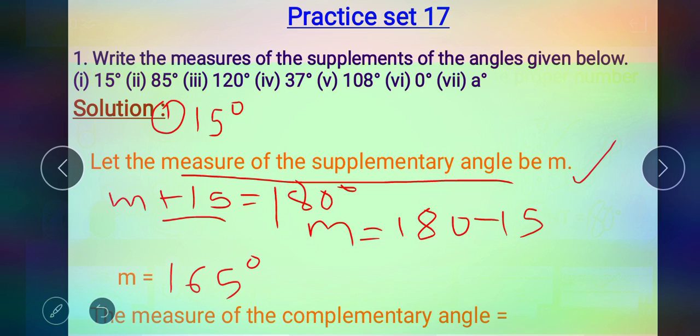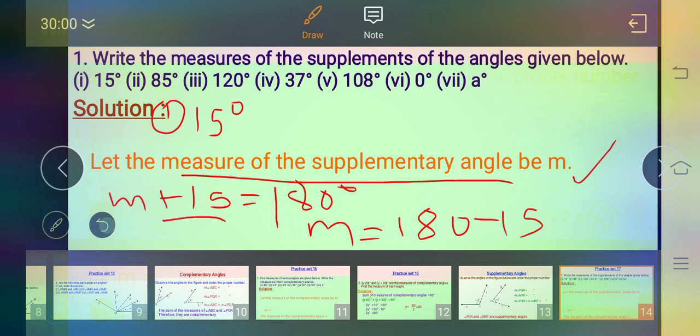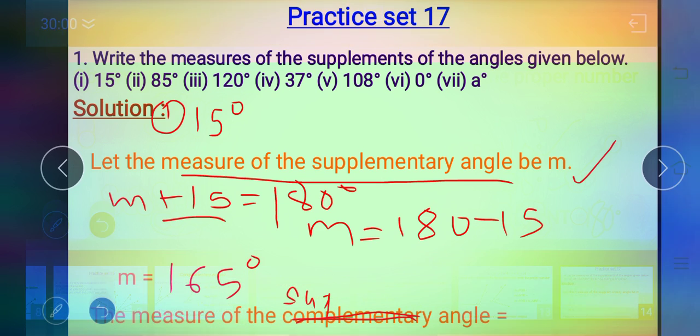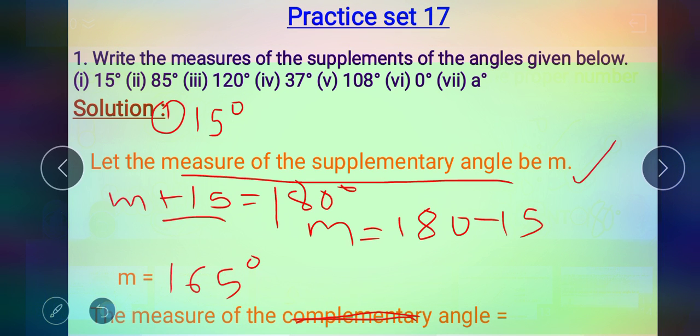So here our answer, students, should be written as supplementary instead of complementary. You will write "the measure of the supplementary angle". Supplementary is spelled S-U-P-P-L-E-M-E-N-T-A-R-Y. So in this way you can solve the sum and get the answer. Here the answer is 165 degrees, students.